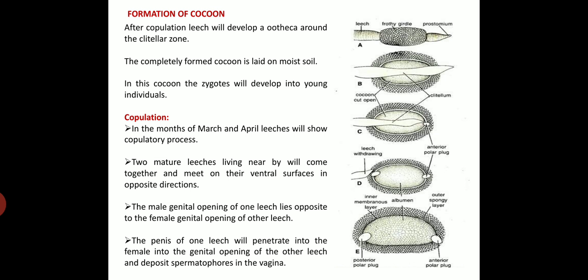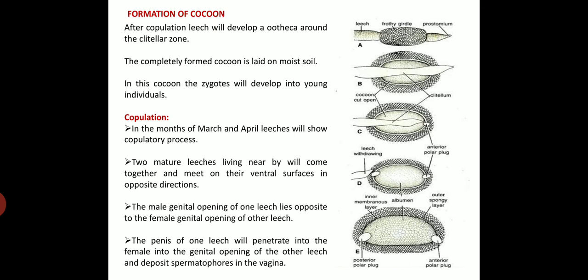So next, the formation of the cocoon. After copulation, the leech will develop an ootheca around the clitellar zone. You already know that the leech will produce a belt-like or girdle-like structure in the 10th, 11th and 12th segments, what we know as the clitellar region. The completely formed cocoon is laid on moist soil. In this cocoon, the zygotes will develop into young individuals.